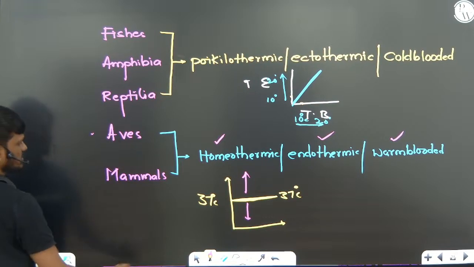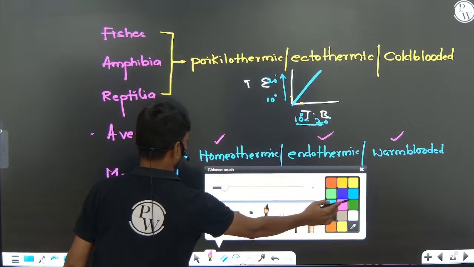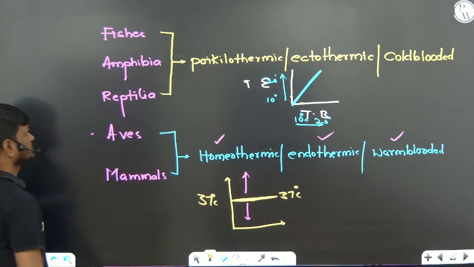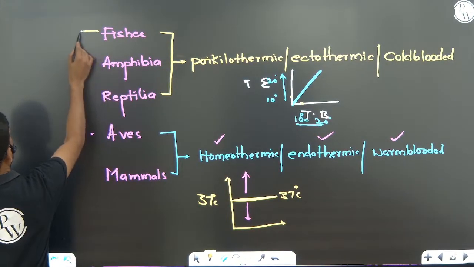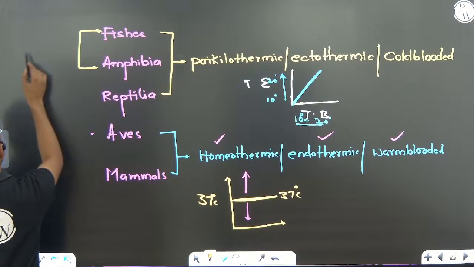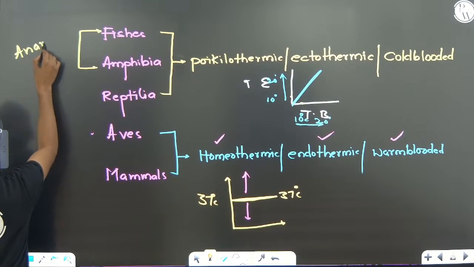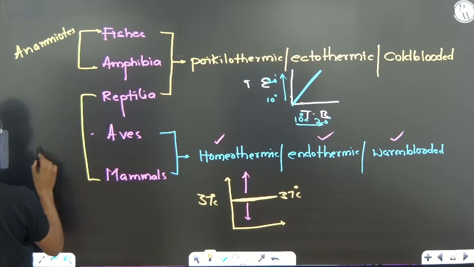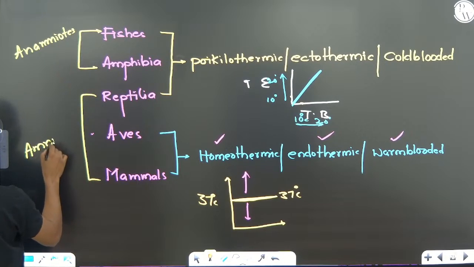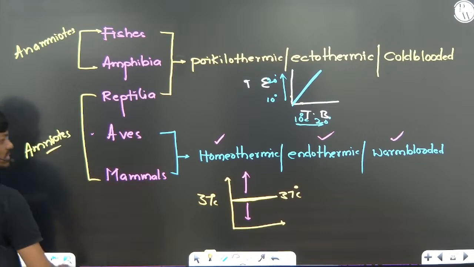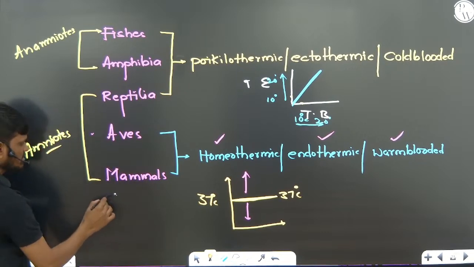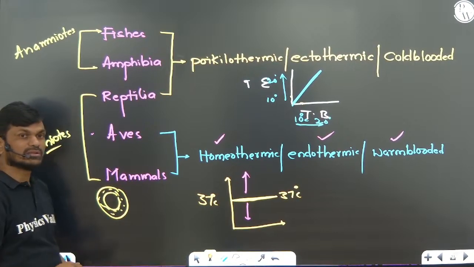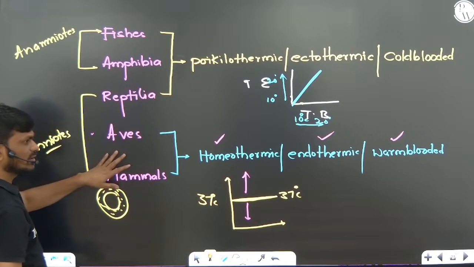Aves and mammals are warm-blooded animals, sorry, endothermic animals. Here, amphibia and fish together are called anamniotes. These three together are called amniotes. The early embryo of these animals is surrounded by an amniotic layer. Amnion is a layer which surrounds the early embryo of these animals, so we call them amniotes.